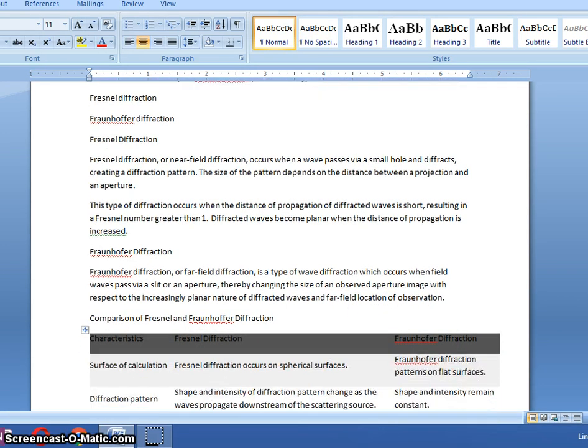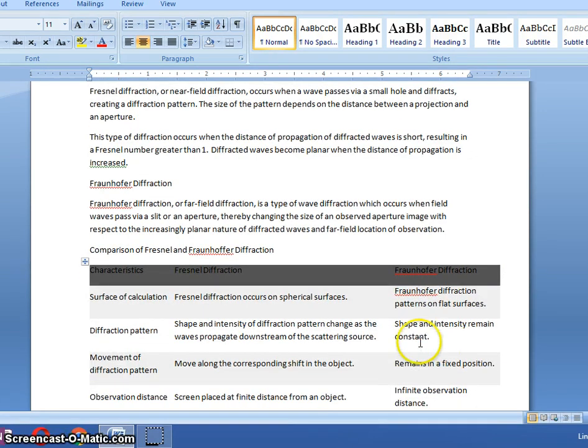Comparison between Fraunhofer diffraction and Fresnel diffraction. First one, surface of calculation. Fresnel diffraction occurs on spherical surfaces, Fraunhofer diffraction on flat surfaces. Diffraction pattern: in Fresnel diffraction, the shape and intensity of the diffraction pattern change as the waves propagate downstream of the scattering source. In Fraunhofer diffraction, shape and intensity remain constant.